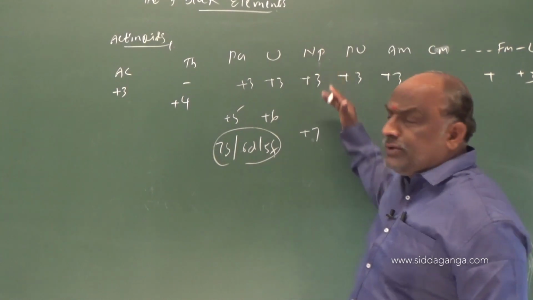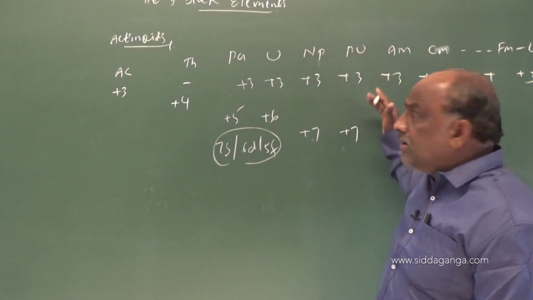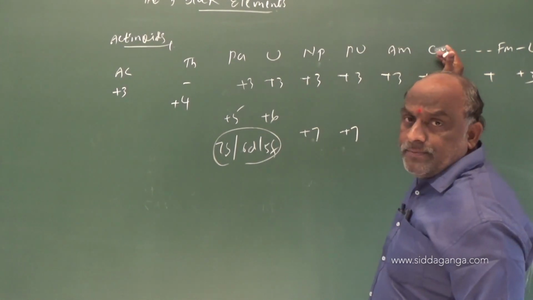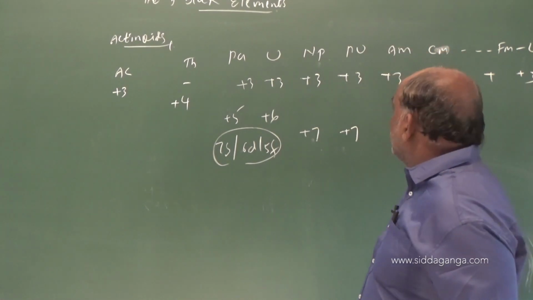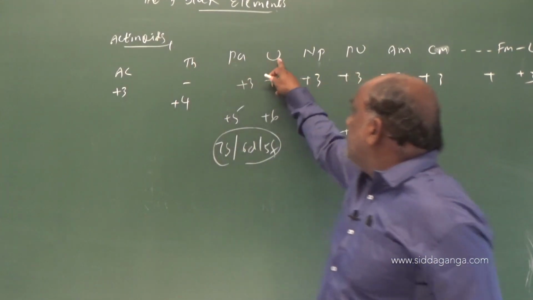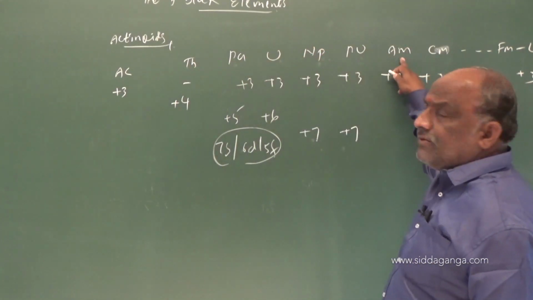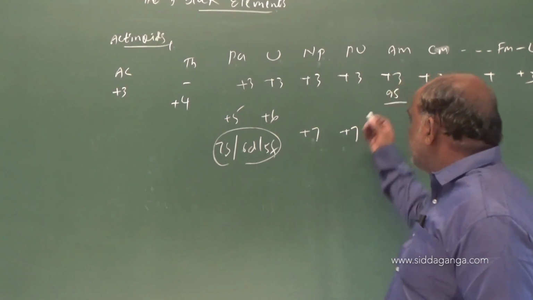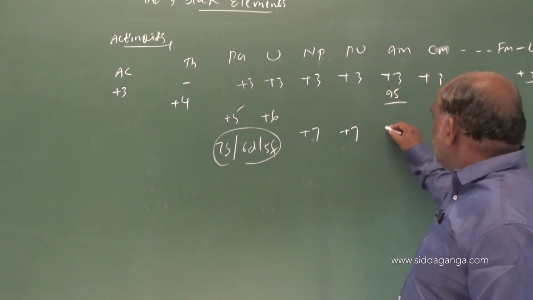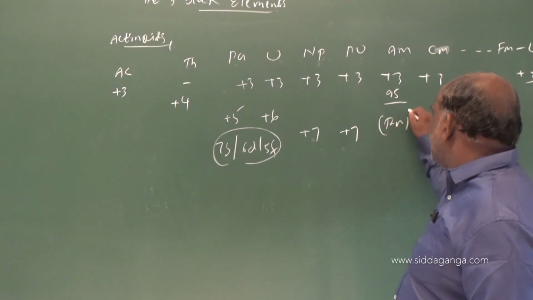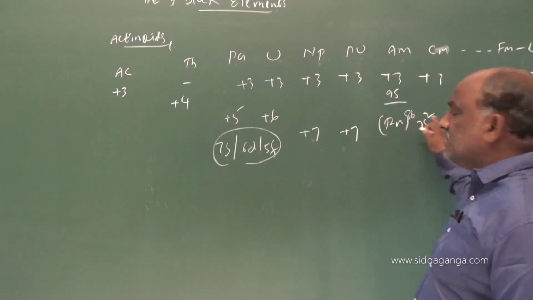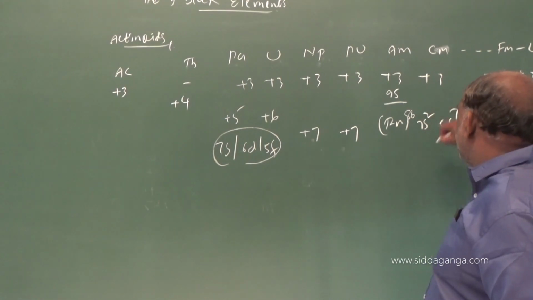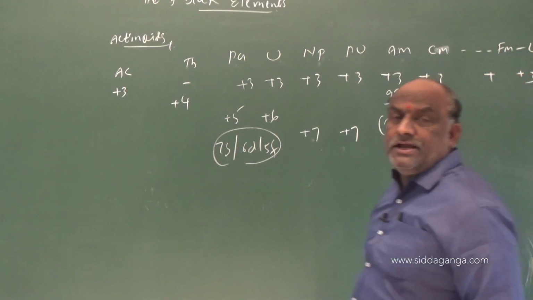Plus 7 you find in neptunium and plutonium, not in americium, not in curium. Elements 90, 91, 92, 93, 94, 95. If you take 95, americium, what will be its configuration? Simply write radon, and we know that radon is 86, then 7s2, followed by 5f7, making 95.